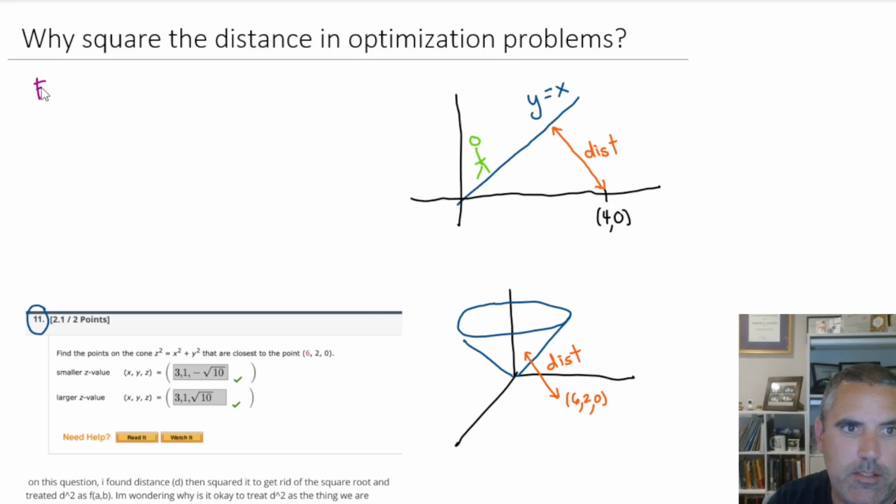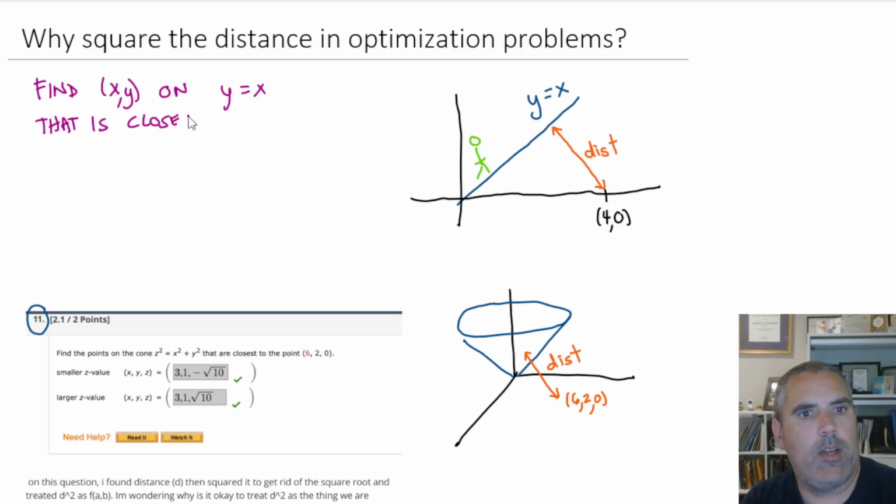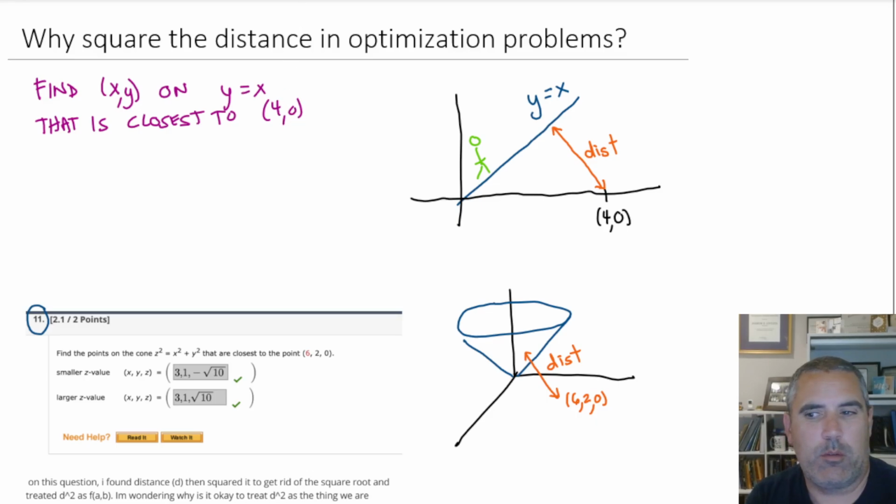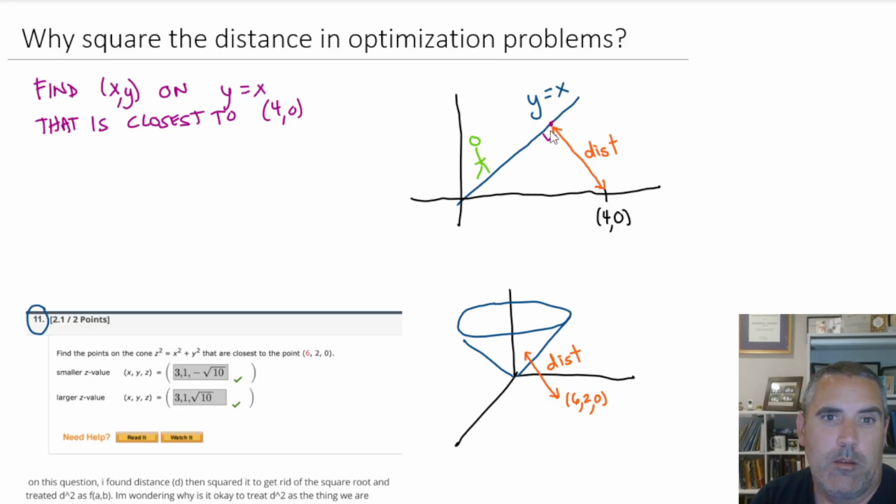So find, and I'm making up this question, x, y on the line y equals x that is closest to 4, 0. Now that question can be done in lots of different ways. In fact, I hope you're thinking, I could find the perpendicular line. That's lovely. That wouldn't require calculus at all. But let's do the calculus approach, because it'll help us in the next piece.